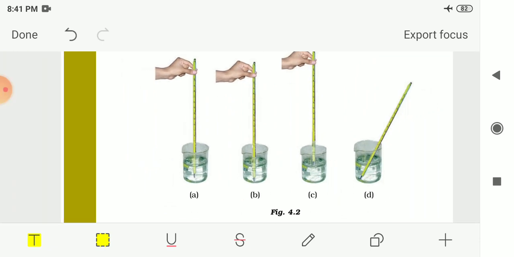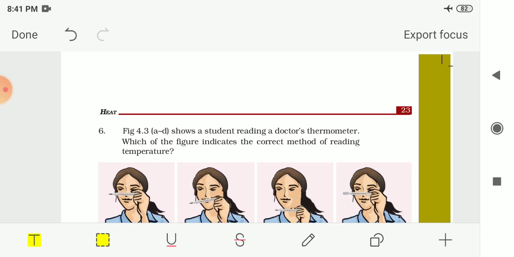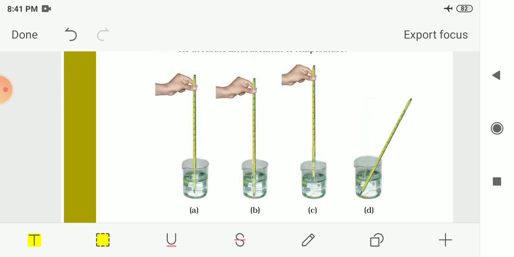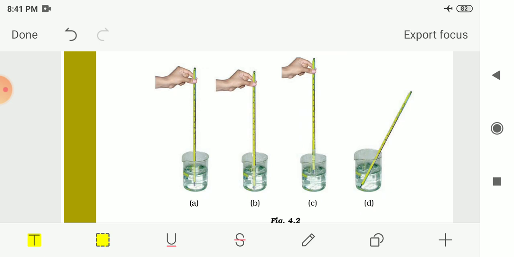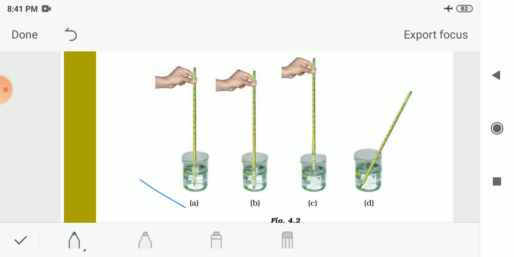Here 4 arrangements are given to you, and you can see the difference between these 4 arrangements. Now let me see the options. These are the only options. Out of this, which one is the correct arrangement? So A is the correct arrangement.